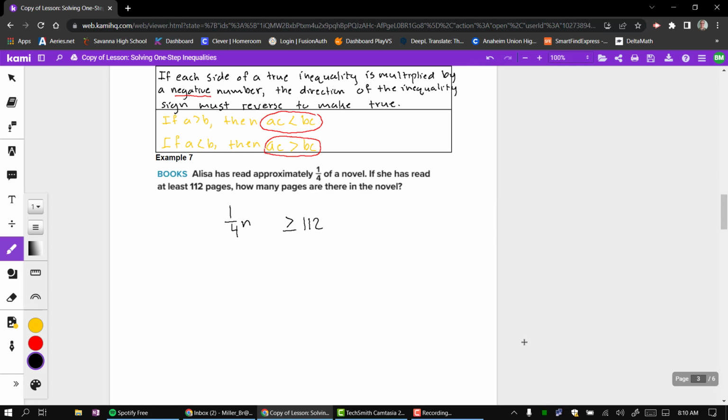So we're going to solve this inequality right here. I'm going to multiply both sides by 4. When I multiply both sides by 4, that turns this fraction into 1, because 4 times 1 divided by 4 is just 1. And then we have 112 times 4, which is 448. So about 448 pages.